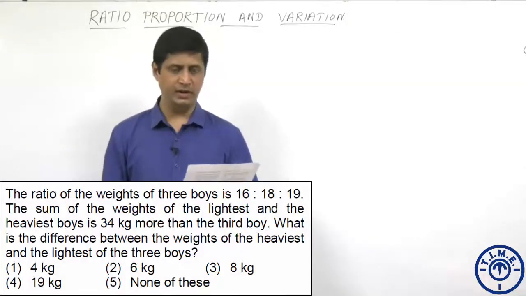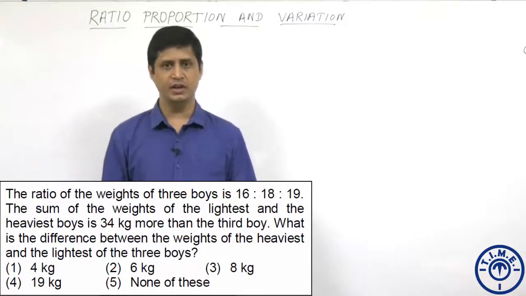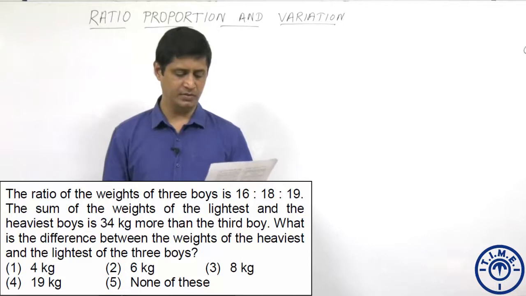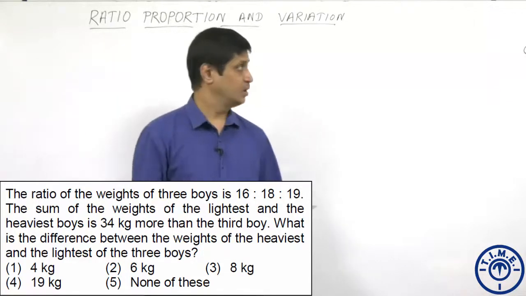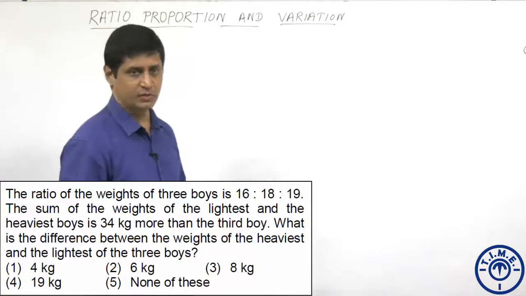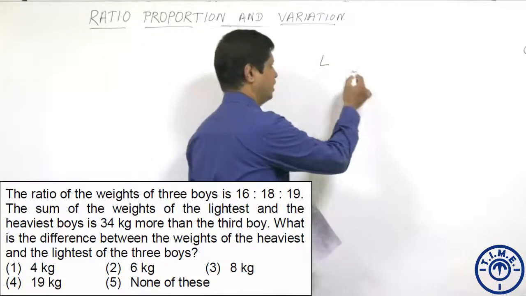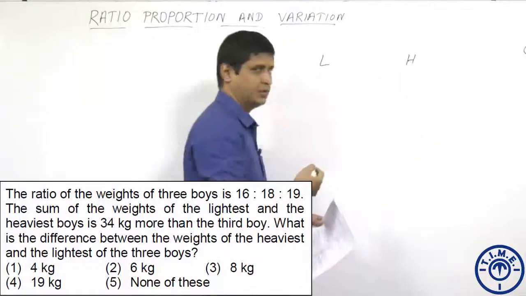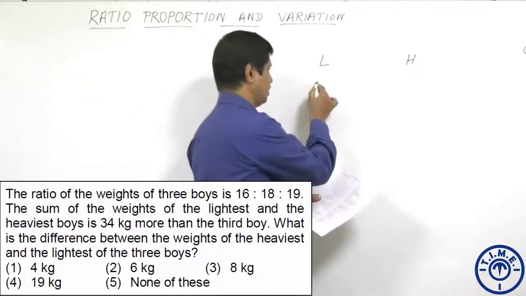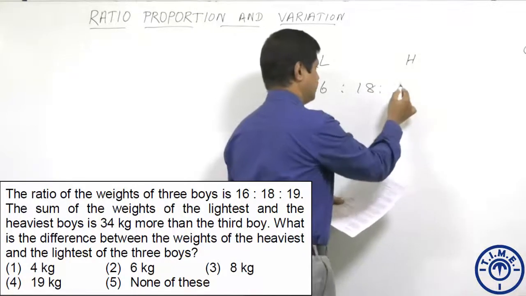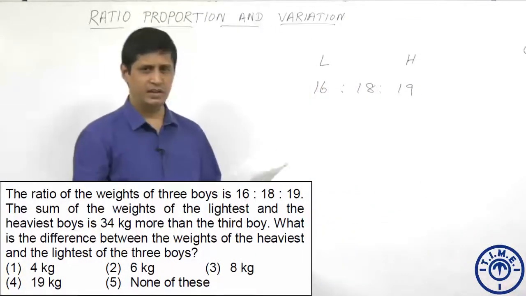Now look at the next question. The ratio of the weights of the 3 boys is 16:18:19. The sum of the weights of the lightest and the heaviest boys is 34 kgs more than the third boy. What is the difference between the weights of the heaviest and the lightest of the 3 boys? Now we have the information about the weights of the 3 boys. The lightest boy and the heaviest boy. The third boy means the boy other than these two boys. Here the ratio of these three is 16:18 and 19.